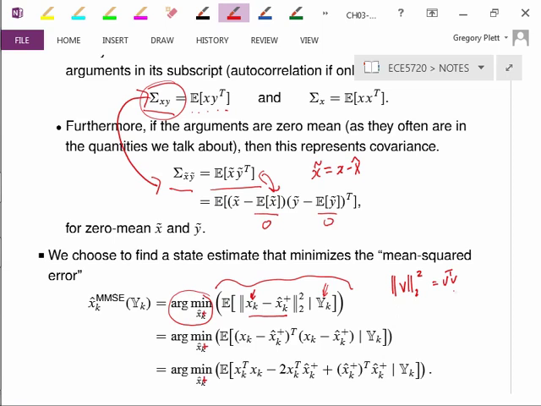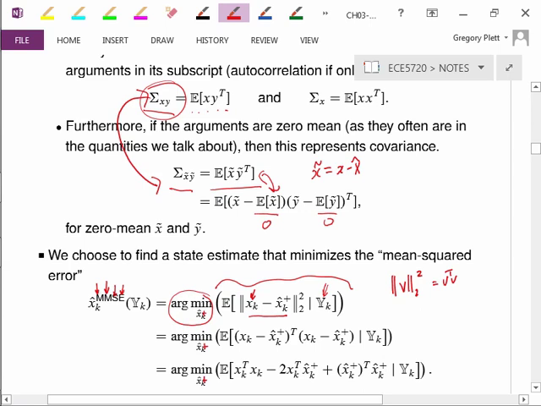So I'm taking the error, I'm squaring it basically, and I'm finding the expected value of that error given all of the measurements, and I'm trying to minimize that expected value of the error given all of the measurements. So I take the error, I square it, I find the mean or the expected value, and I want to minimize that. So minimum mean squared error.